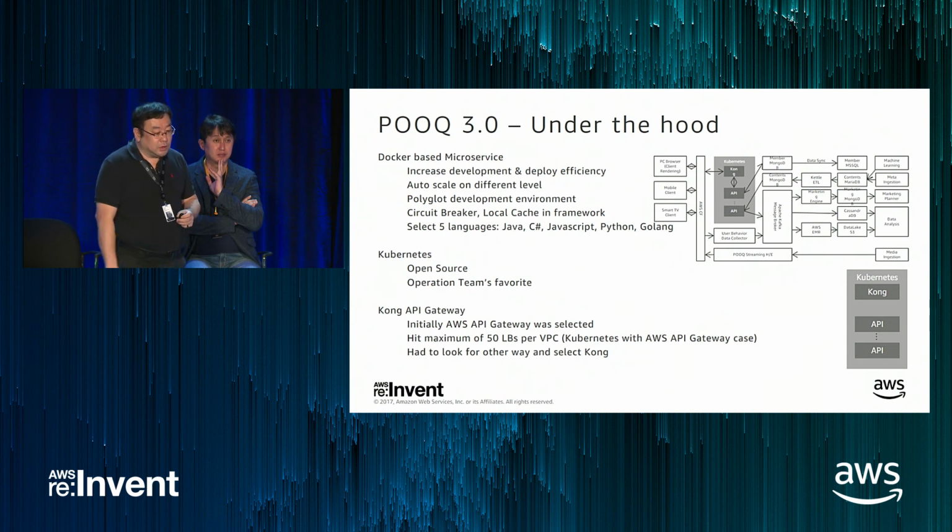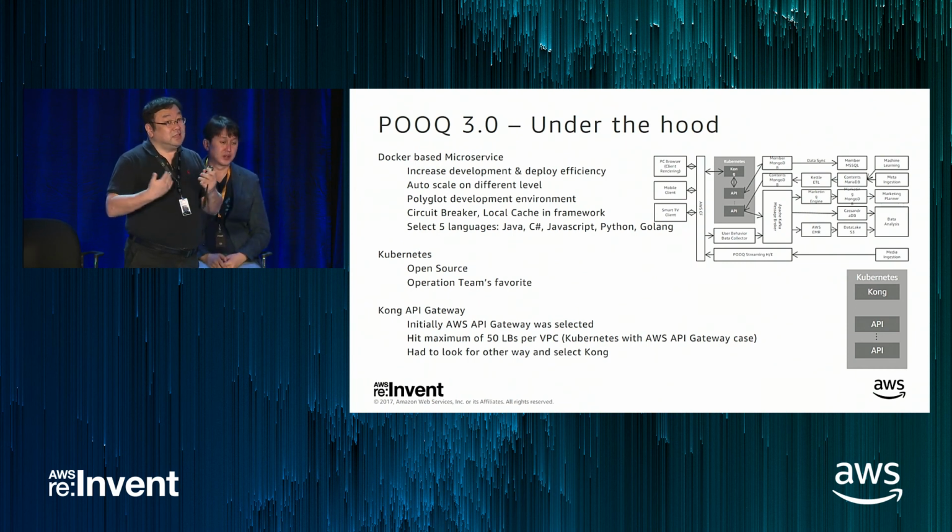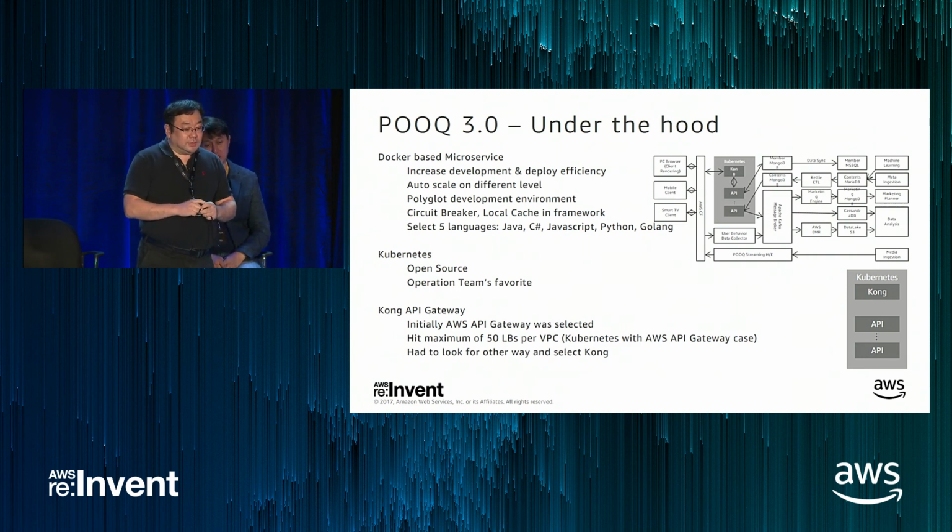That's our policy. Kubernetes, we were struggling between Docker Swarm, Kubernetes and ECR, and we decided to use Kubernetes because the operations guys think that this is the best suited for our needs. Kong API Gateway has some interesting story.